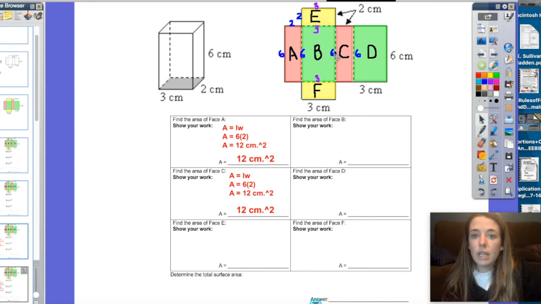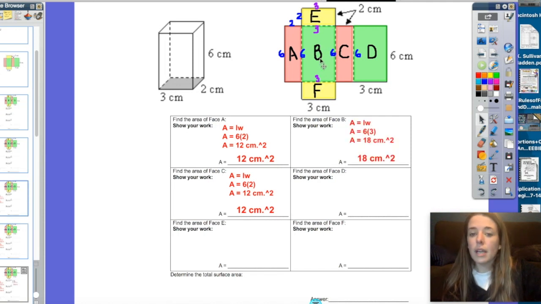So face B, my 6 is labeled. Down here was my 3 centimeters, which means this is also 3 centimeters. So to find the area of face B, I'm going to do 3 times 6 for the length times the width. Once again, that means that face D would be the exact same area. So I can just do some copy and paste action on this one. 18 centimeters squared.